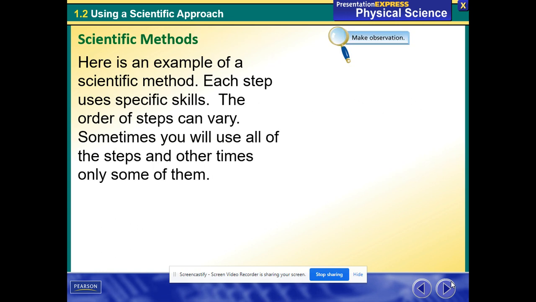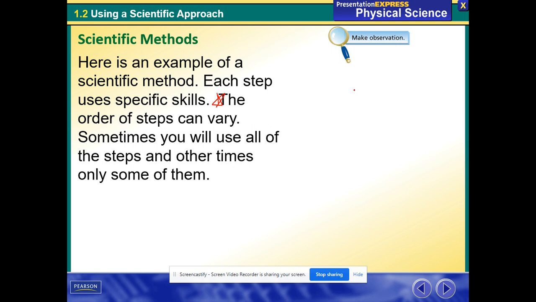So here is a general example of the scientific method. Each step uses different skills, and one thing to know is this is just a general example. The order of the steps can vary, and I'm going to star that because it's important. Sometimes you're going to use all of the steps, and other times you might just use some of them. Also note that not every scientific method is going to start with an observation. You can start anywhere along the scientific method route. They just generally start with making an observation.